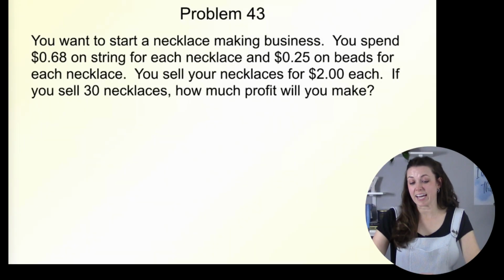You want to start a necklace making business. You spend 68 cents on string for each necklace and 25 cents on beads for each necklace. You sell necklaces for $2 each. If you sell 30 necklaces, how much profit will you make?